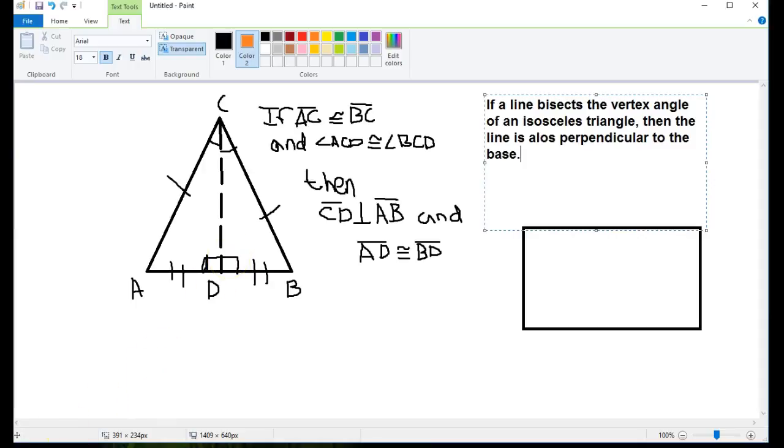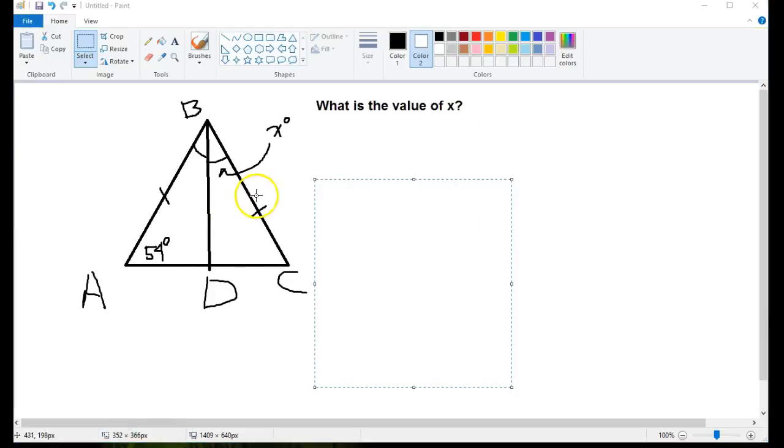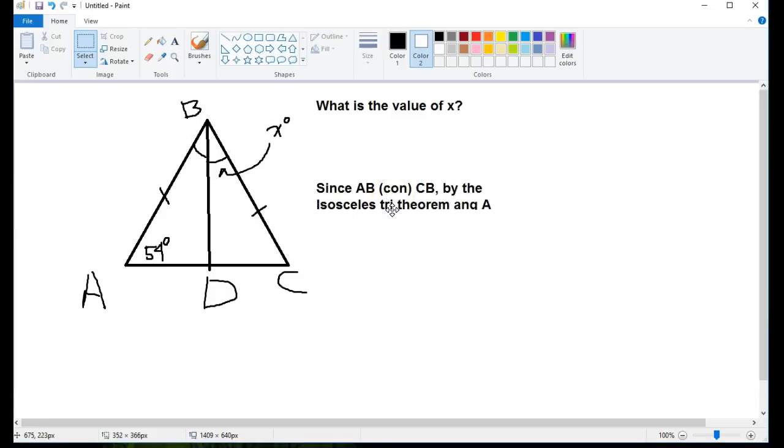So I'm going to go through a question. Okay, so for our example here, we have a triangle split into two, and we're told that AB and BC are congruent, and we're asked to find what is the value of x when the measure of angle A is 54. So to do this, since AB and BC are congruent by the Isosceles Triangle theorem, angle A here is congruent to angle C here. So that means that angle A is 54 degrees, so angle C is now 54 degrees.